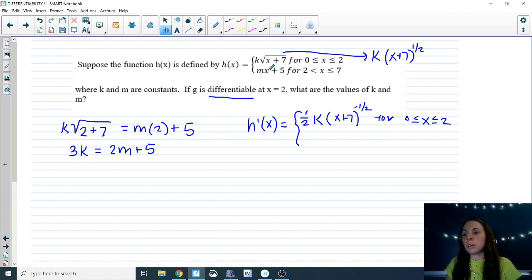The other side is pretty easy. If you think about this, mx plus 5. Okay, m is a constant, so m is a number. Maybe m is 3, who knows? But what I'm noticing here is that this is definitely a linear piece to this function, right? It's a line. So what is the slope? Well, the slope is m, right? This is like mx plus b. It even has the perfect letter with it, m. So the derivative on this side is just m. And again, we can say for the same interval.